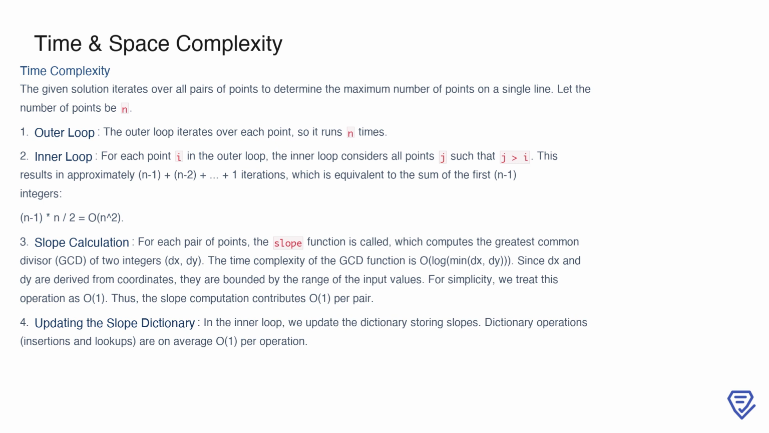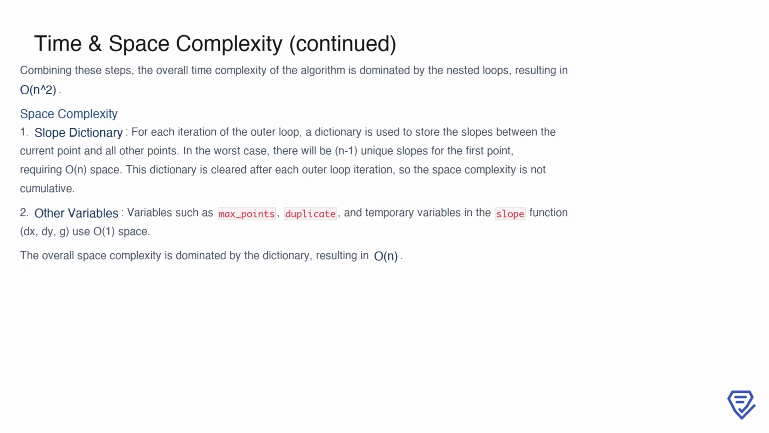For each pair of points, the slope between them is computed using the GCD function. Since the GCD operation depends on the values of dx and dy, which are derived from the point coordinates, we treat its complexity as O(1) for simplicity. Additionally, during the inner loop, we update a dictionary to store slopes, and these dictionary operations, such as insertions and lookups, also average out to O(1). Now, when we combine all these steps, the dominant factor in the time complexity is the nested loops, which results in an overall time complexity of n squared.